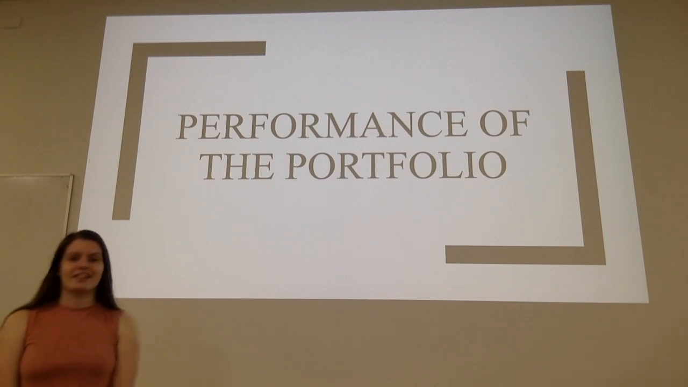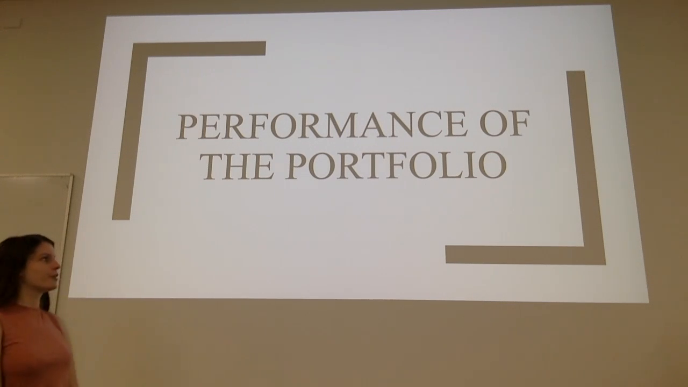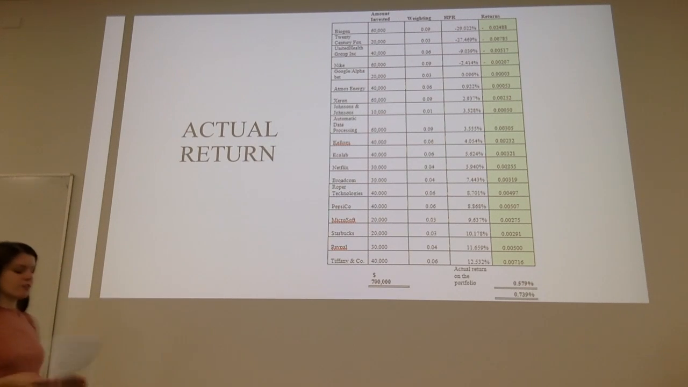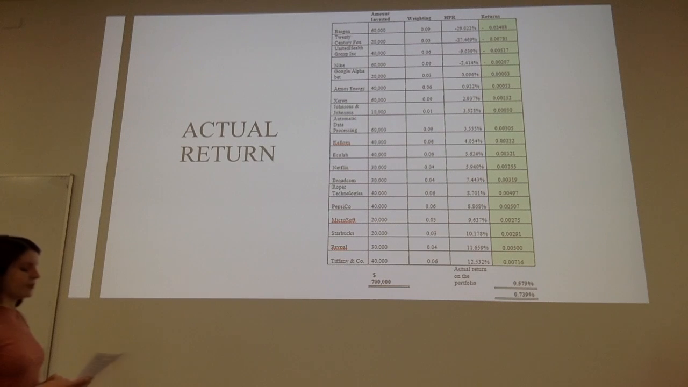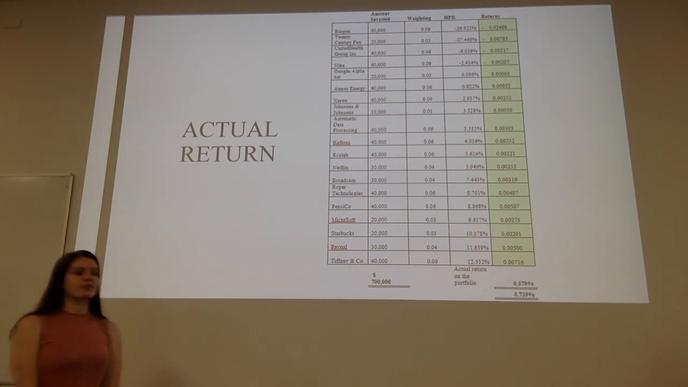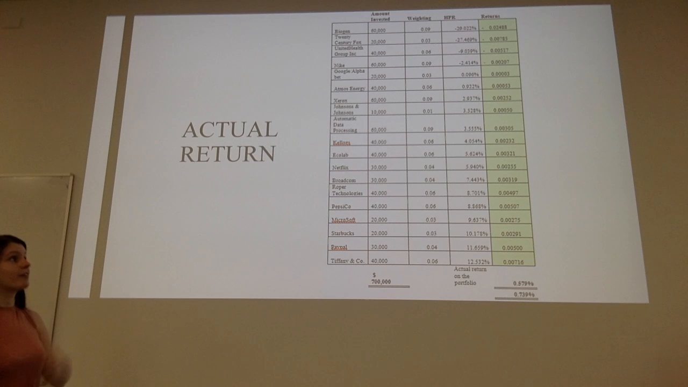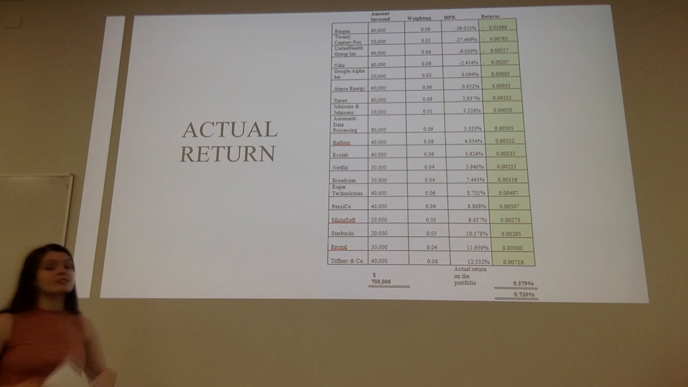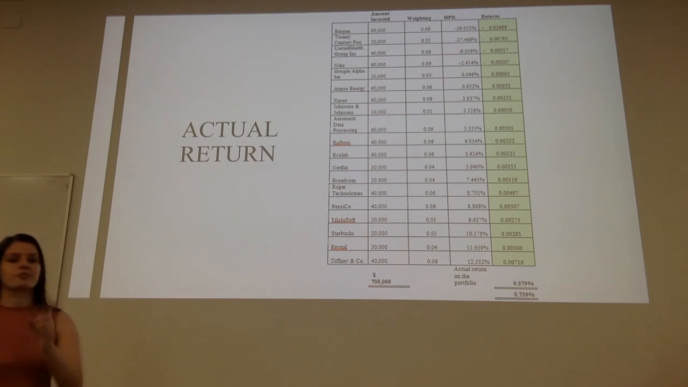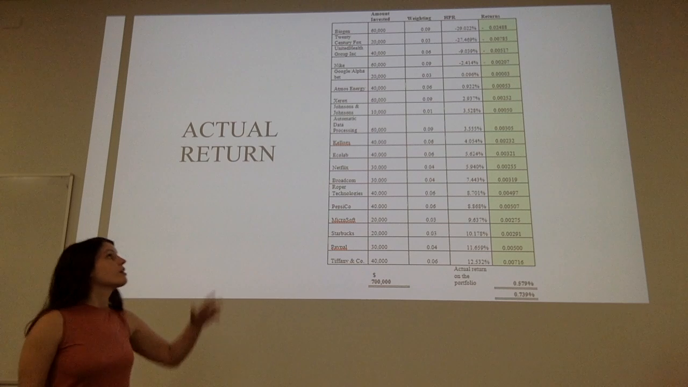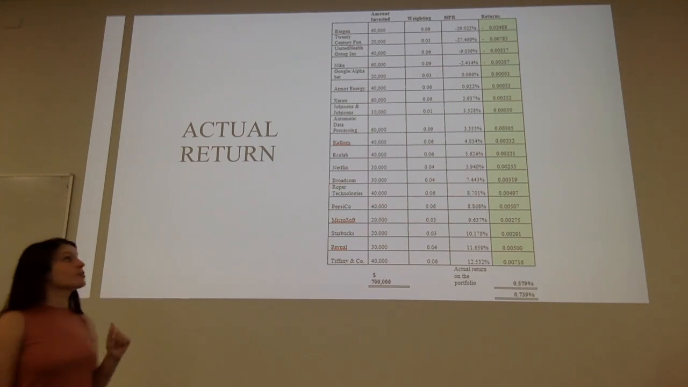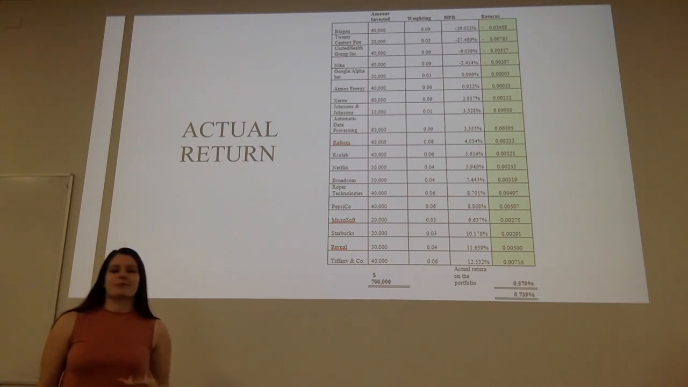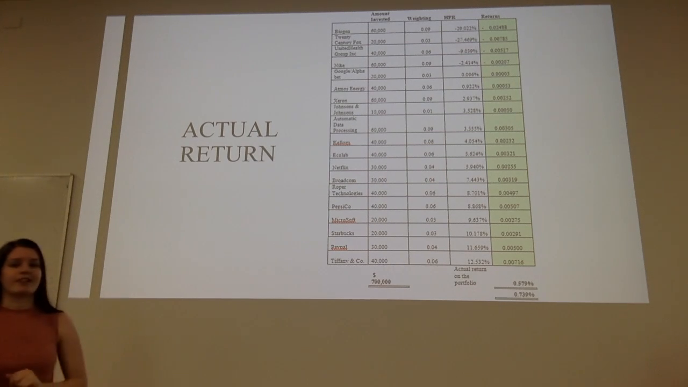Hi, my name is Kate Tennant and I'm going to be talking about the performance of our portfolio. First up, we have our actual return of our shares. Idiosyncratic risk was arguably the biggest factor that contributed to our low return on our portfolio. Idiosyncratic risk is a risk that doesn't affect an entire market, but rather a specific asset or stock, like our Biogen, which actually lost 29.022%, and we've lost around $17,000 on just that single asset alone.